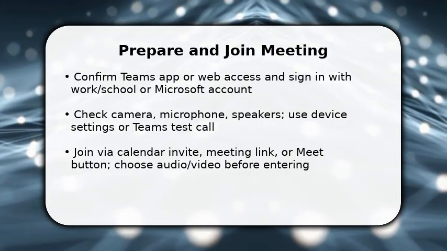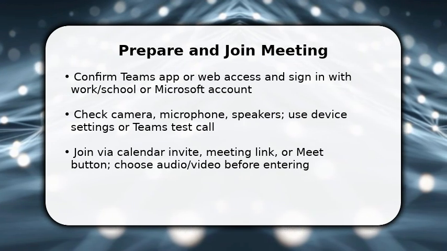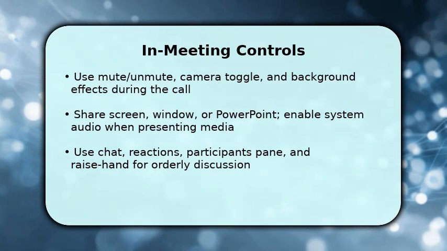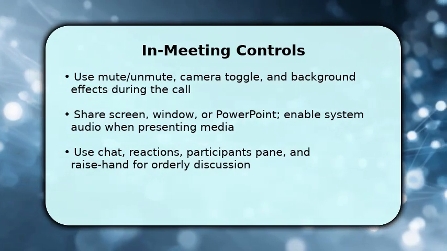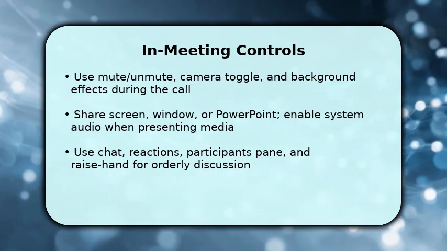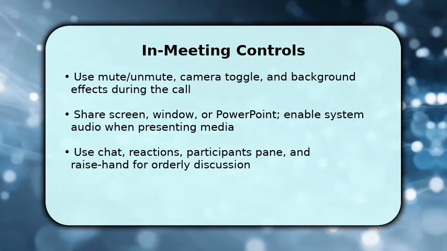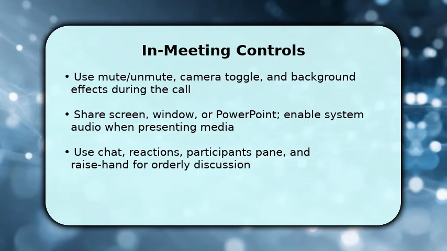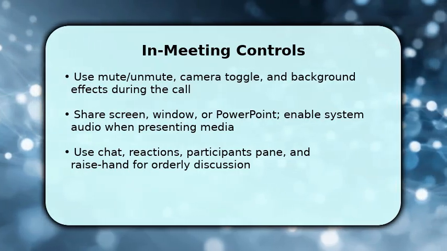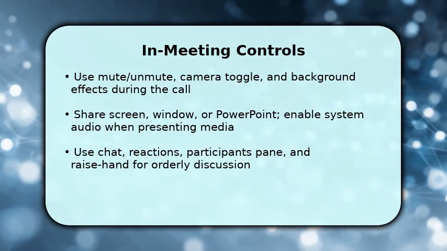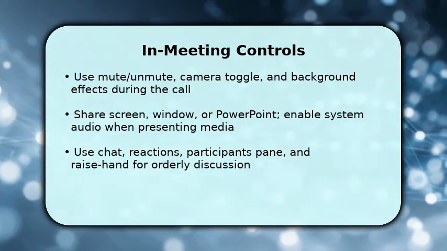Once in the meeting, manage presence with quick controls. Mute when not speaking to reduce noise, toggle camera when you need to show something, and apply background blur or image for privacy. When presenting, click Share and choose Screen, Application Window, or PowerPoint. Enable system audio for videos so attendees hear sound.